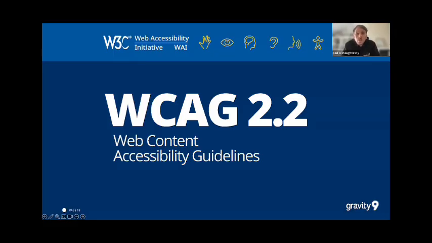So now we'll take a look at the WCAG. As I mentioned before, the guidelines are developed by the W3C, the World Wide Web Consortium. In particular, the WCAG focuses on making web content more accessible for people with disabilities. They were established back in 1999, and there have been three updates since they initially came about. The most recent one was in October 2023, and that was 2.2.